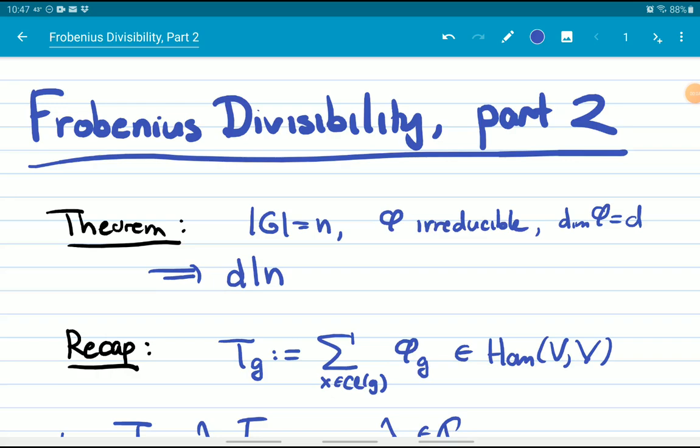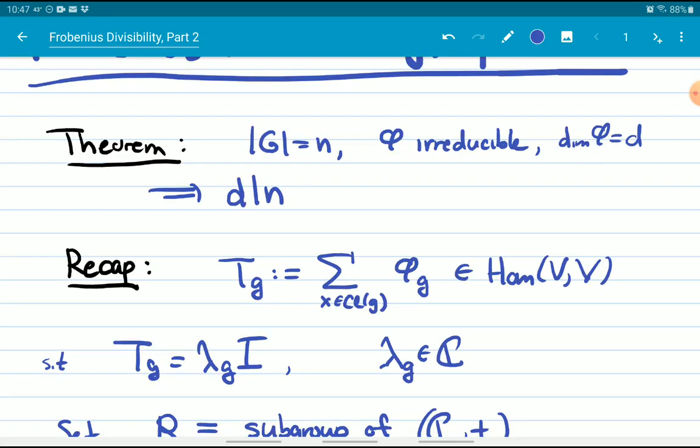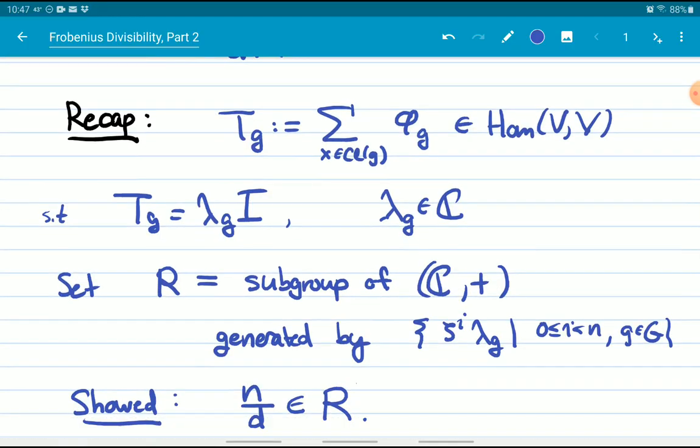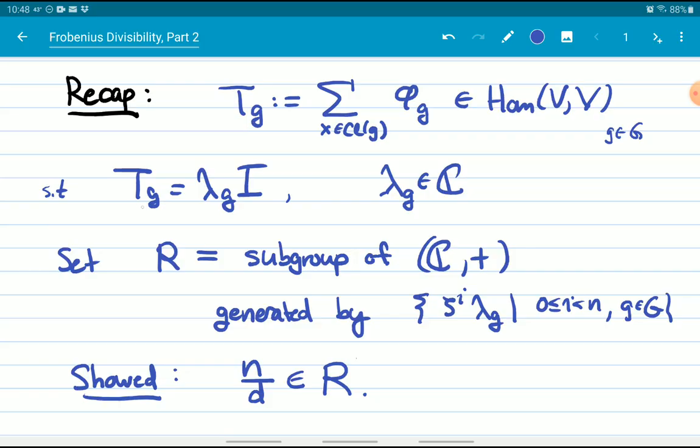Representation of a finite group, then its dimension divides the order of the group. So I'd set up the following stuff. I'd introduce some operators Tg on the underlying vector space of the representation for any element g of G, although it turned out that Tg was always going to be some multiple of the identity by some complex number, lambda g. We even had a formula for that.